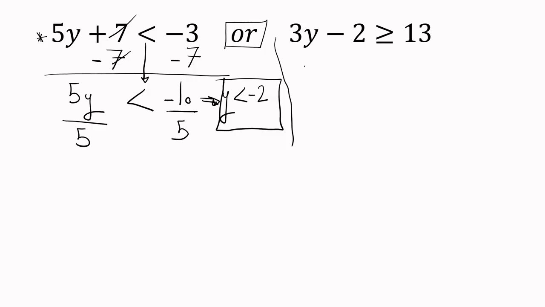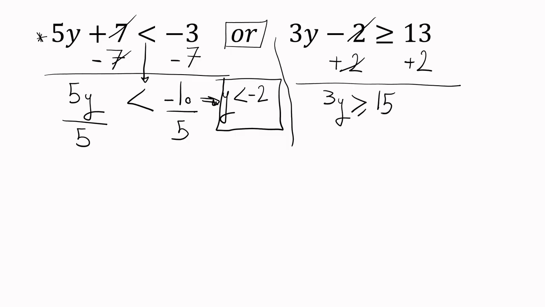Look at the second inequality. I want to eliminate these two, so I'm gonna add 2y to both sides. These two are gonna cancel each other out. 3y is greater than or equal to 15. I'm gonna divide both sides by 3. These two are gonna cancel each other out, and finally y would be greater than or equal to 5.